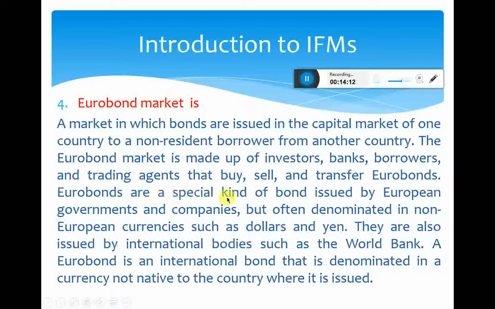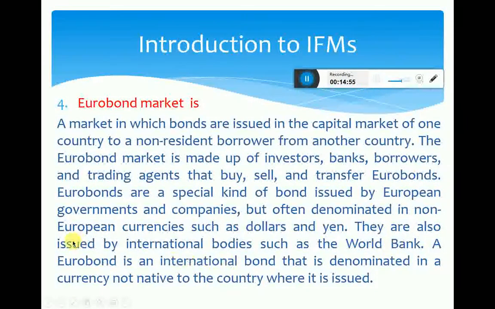Euro bonds are special kinds of bonds issued by European governments and companies, but often denominated in non-European currencies such as dollar and yen. So the euro bond market is only for this special type of bond, called euro bonds. Euro bonds are issued by European governments and companies, and are denominated in currencies of non-European countries, such as countries where the dollar is legal tender, or where the yen is legal tender. They are also issued by international bodies such as the World Bank.